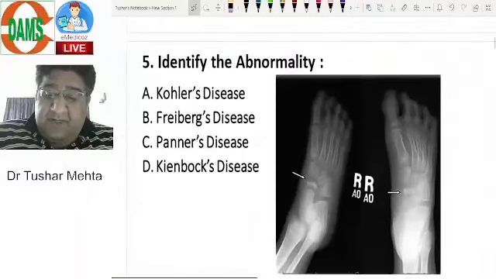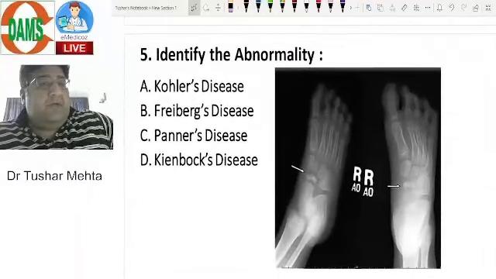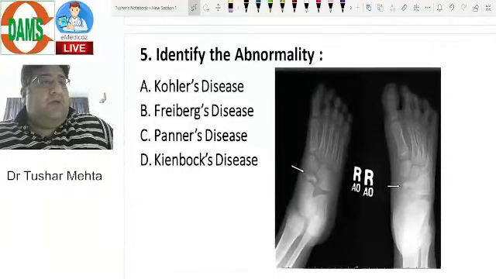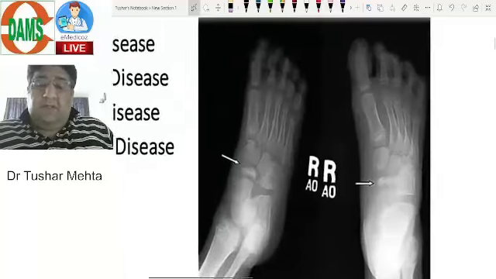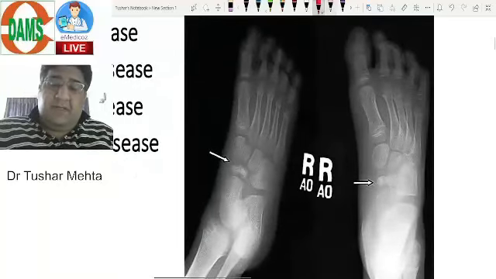Question number 5. Identify the abnormality. What do you think, guys? Okay, let us try to understand this.